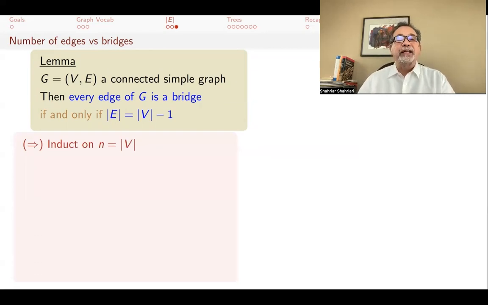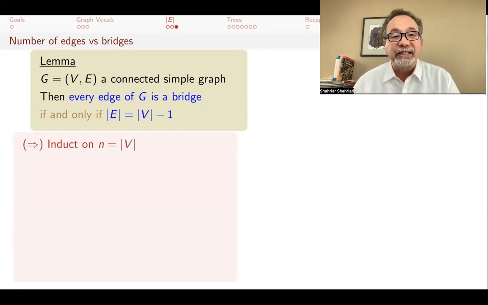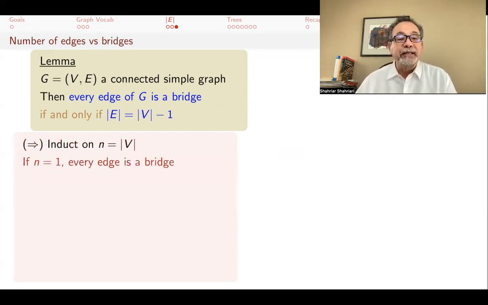So to prove the other side, I'm going to induct on the number of vertices. For induction, you have to do a base case. So the base case here is going to be if n is 1, the number of vertices is 1.